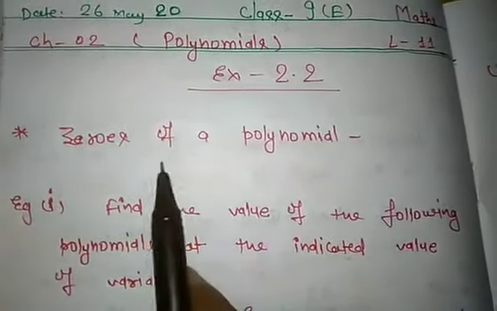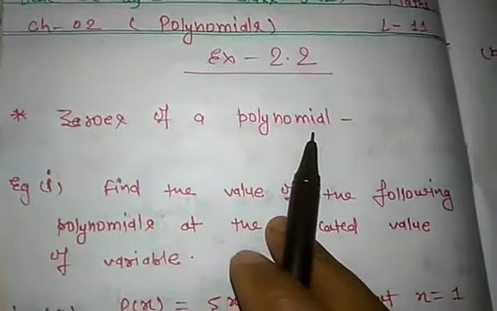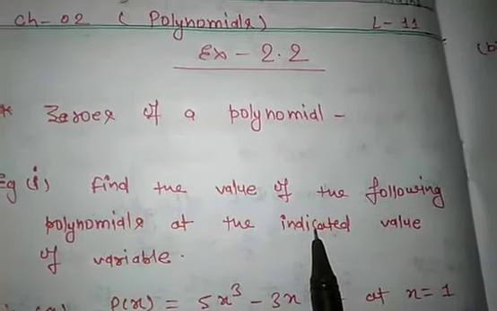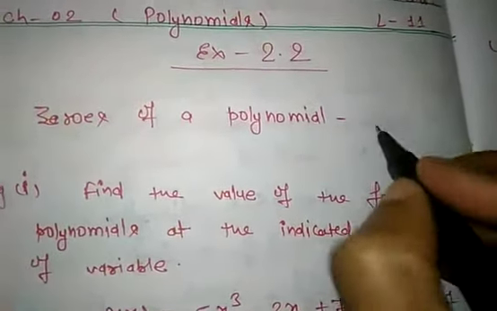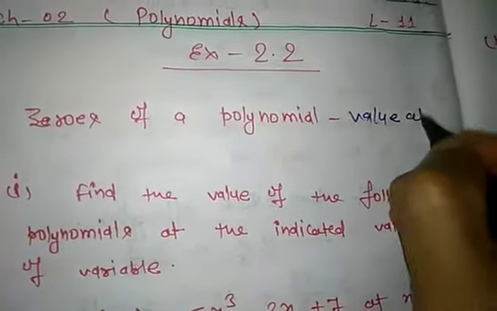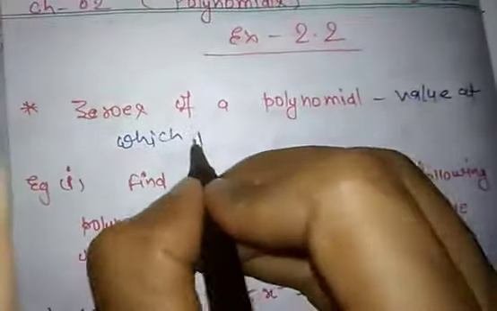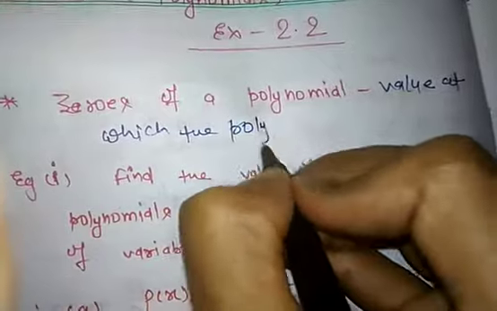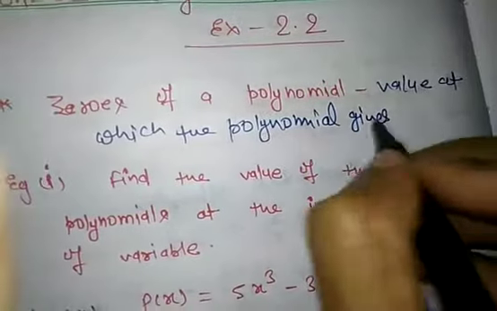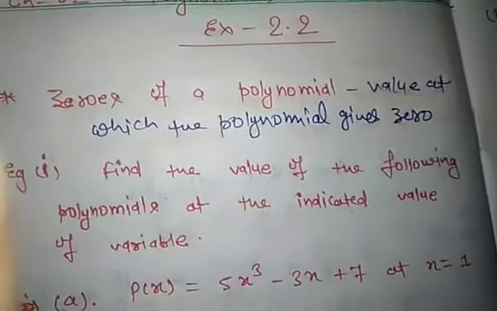In this exercise, we have to find the zeros of the polynomial. What is the zeros of the polynomial? The value at which the polynomial gives 0 is known as the zeros of the polynomial. That means it is simply a number, a value at which the polynomial gives 0.